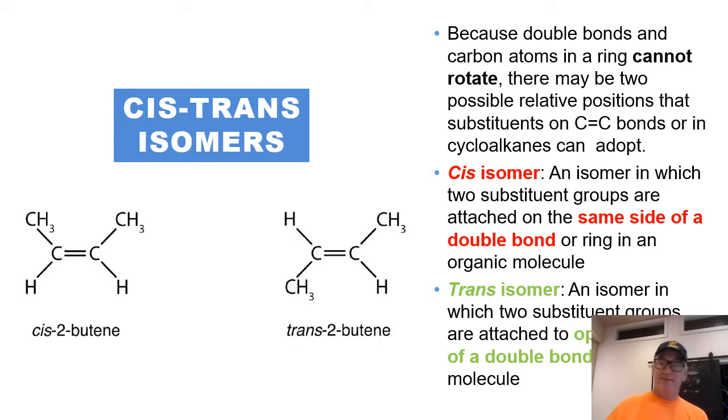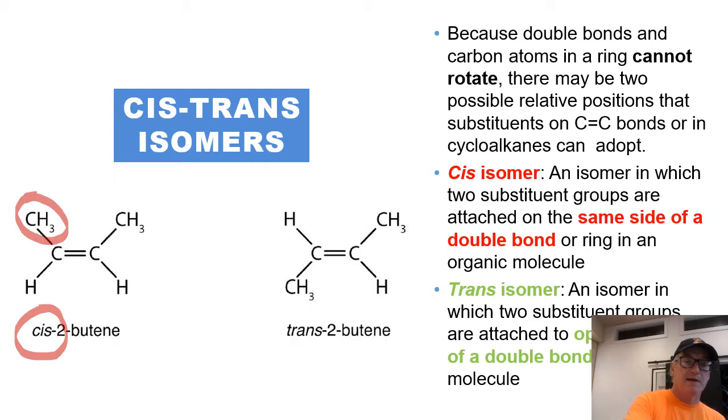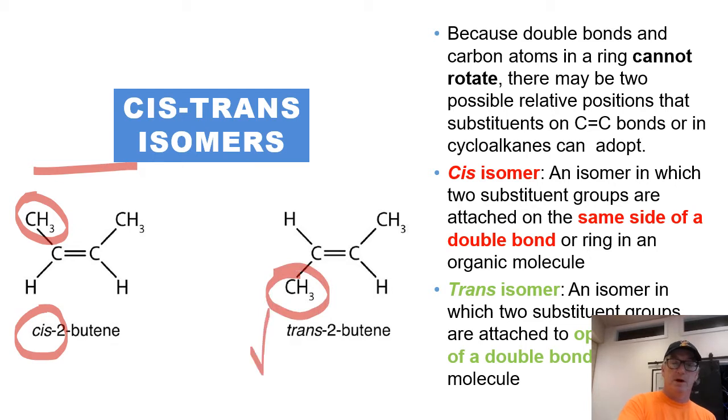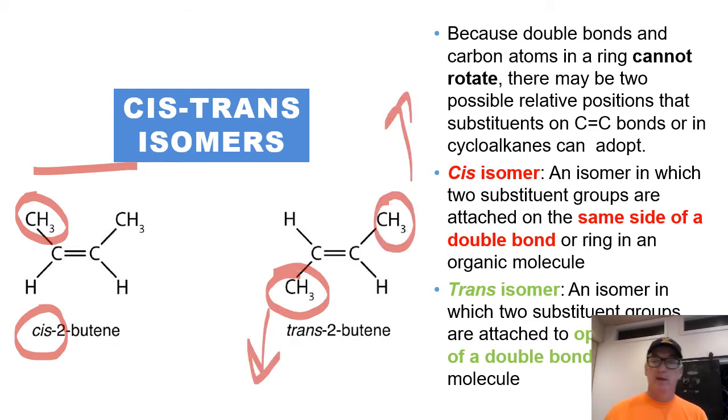And so if my two substituents, like my thumbs I was showing you, are on the same side of the bond, we say they're in cis. So this one, this methyl group, and that methyl group are on the same side. They're on the top of the double bond. So we say that they're in cis. If they're on opposite sides, like my thumbs are in this position, they're in trans. One's on the bottom and one's on the top. So we say that that's trans-2-butene.